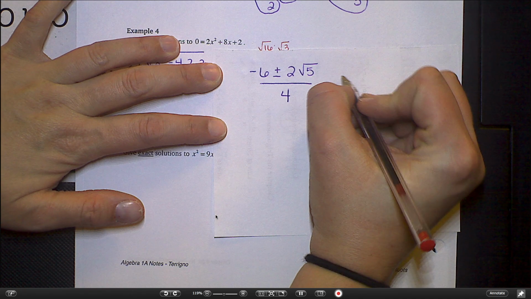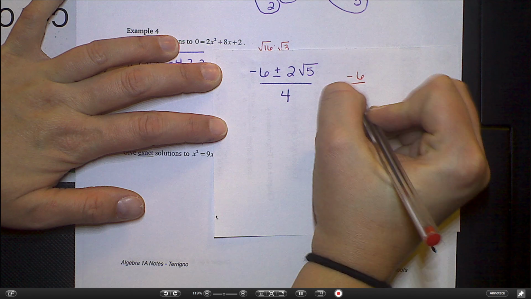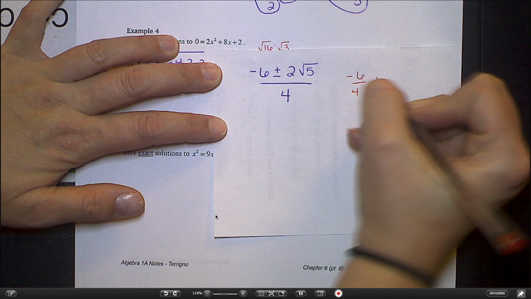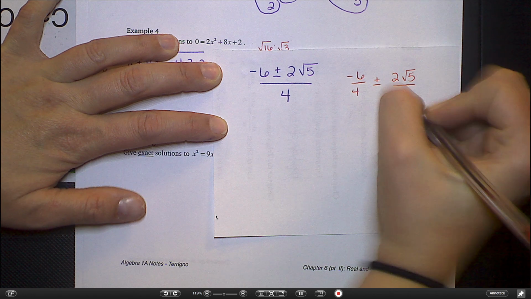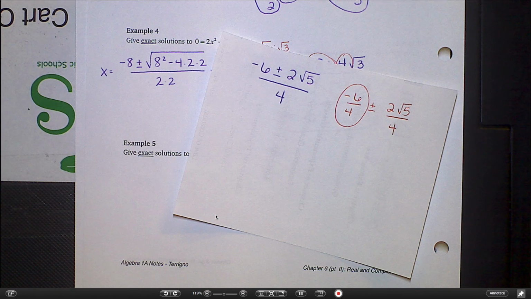What if, think about it from this perspective. What if I wrote this separately? -6 over 4, and then 2 square root of 5 over 4. What can I do with that, besides just dividing it and making it a decimal?